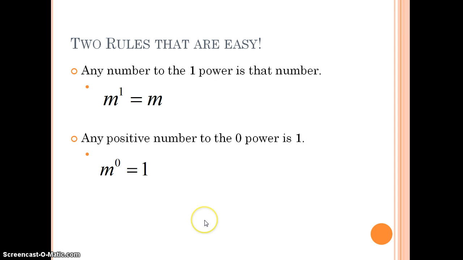Here are two really easy rules. Any number to the 1 power is that number. Here's how it looks. M to the first equals plain old M. We've known that one for a long time. We're just now putting it to be a property. The second one that's really easy is any positive number to the 0 power is 1. So M to the 0 is 1. These are really easy. Please memorize these. I'll show you how they work in a later lesson.